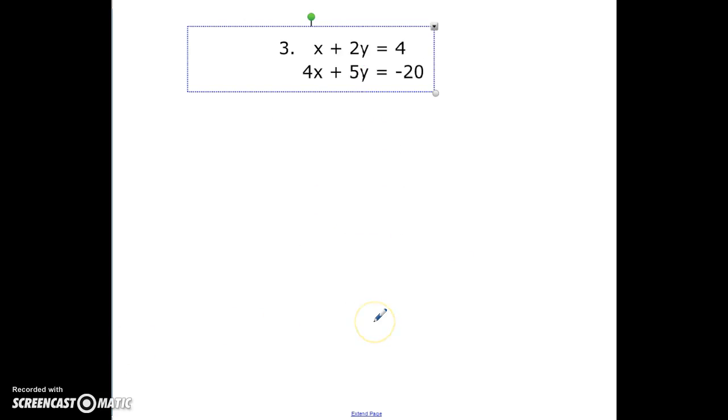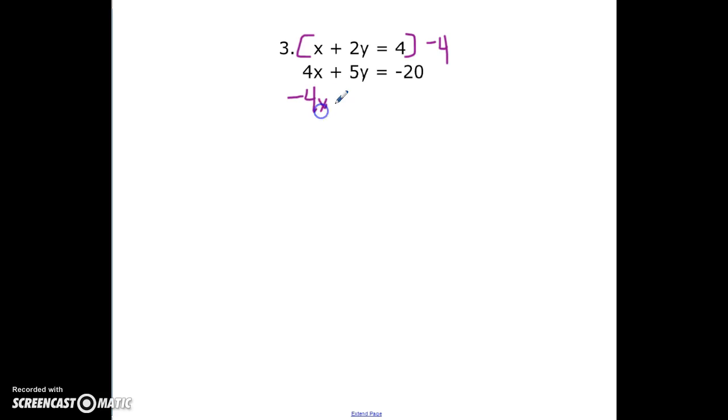Number 3. Two equations in standard form. I don't have any coefficients that are the same. I don't have any opposites. So this is where I need to choose one of my equations to multiply, or both. In this case I can do just one. What looks easiest to me is to multiply this top equation by -4. And my goal is to then eliminate the x's. So I would have -4x minus 8y equals -16.